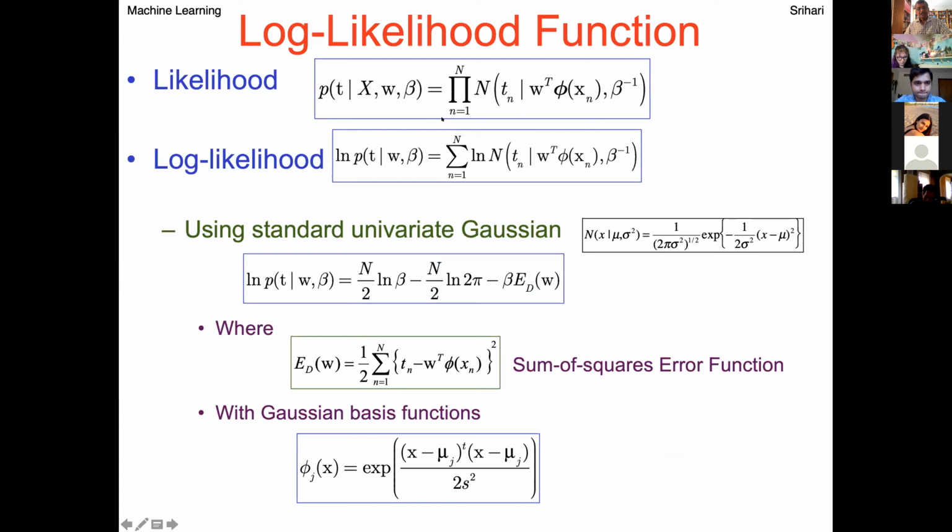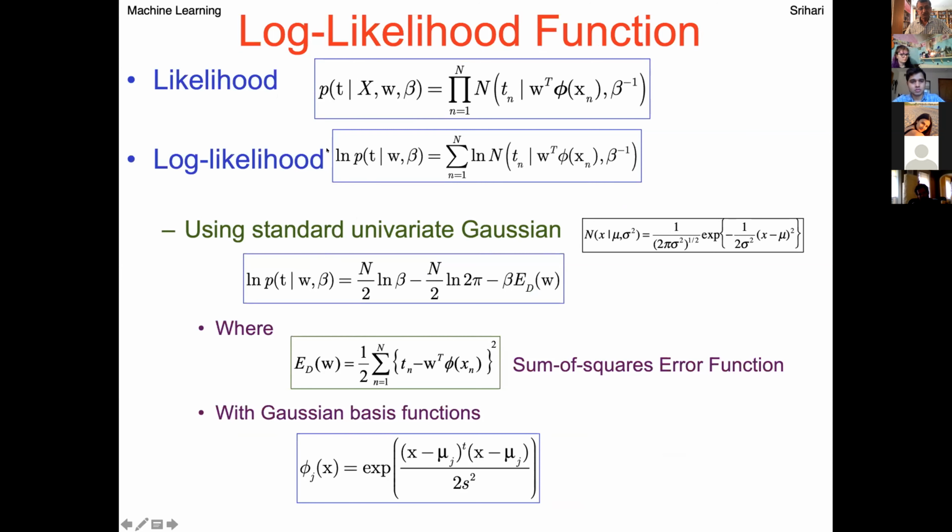So once we have a likelihood function, which is a product of normal distributions, for the log likelihood we take the logarithm, and this product becomes a summation now. In a particular case, using the standard univariate Gaussian, this is the one-dimensional case. We usually use log likelihood instead of likelihood.